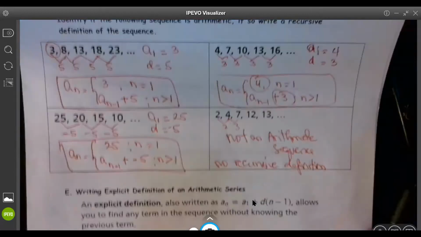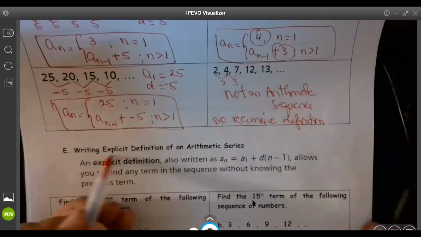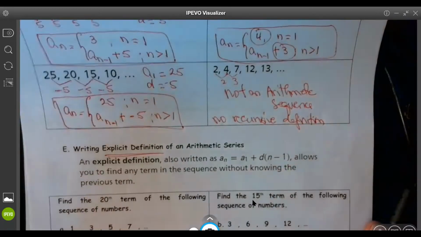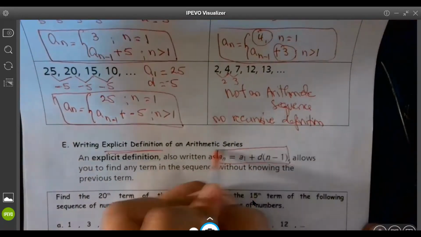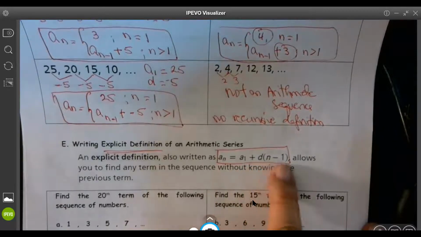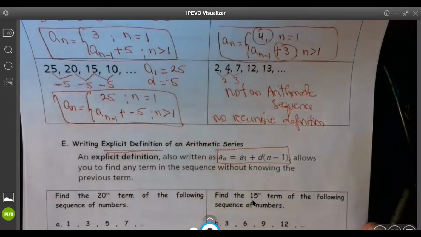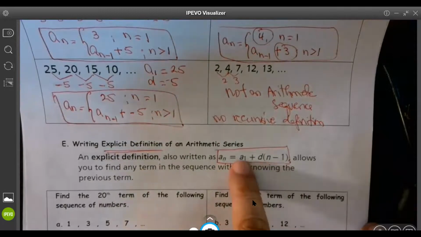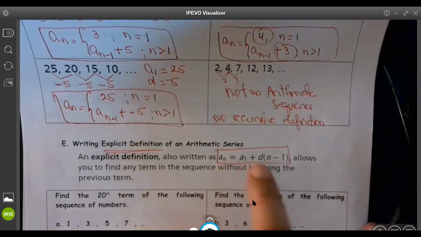Okay. The other way of describing a series is by using an explicit definition. What is an explicit definition? This one here. Okay. An is equal to a1 plus d times n minus 1. And this formula allows you to find any term in the sequence. Like, I want to find the 50th term or the 100th term, okay? I am going to use this formula. And so that is our goal this time.